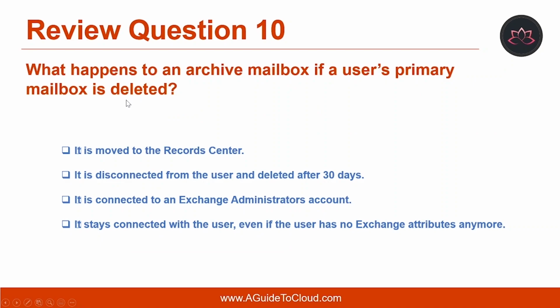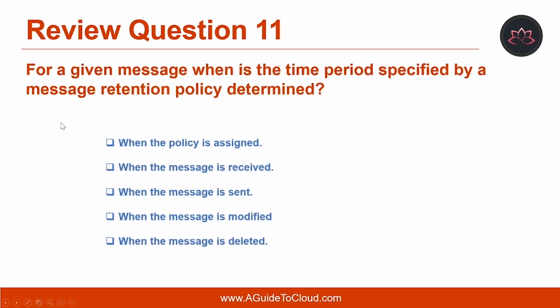Question number 10. What happens to an archive mailbox if a user's primary mailbox is deleted? The right answer is it is disconnected from the user and deleted after 30 days. Let's look at question number 11. For a given message, when is the time period specified by a message retention policy determined? The correct answer is when the message is received.